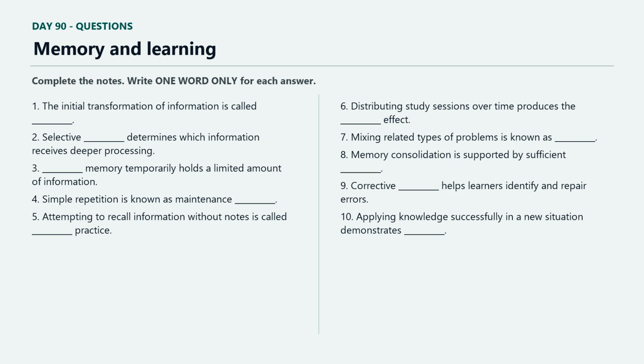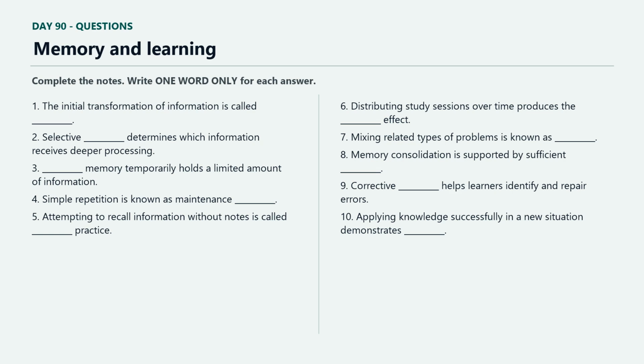Divided attention is especially damaging when both activities require conscious decisions or verbal processing. Familiar background activity may cause less interference, but its effect still depends on task difficulty and the individual. Information that receives attention often enters a limited active system. Working memory temporarily holds and manipulates a small amount of information needed for the current task.